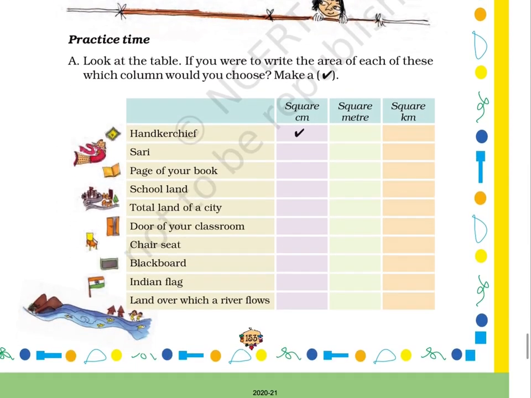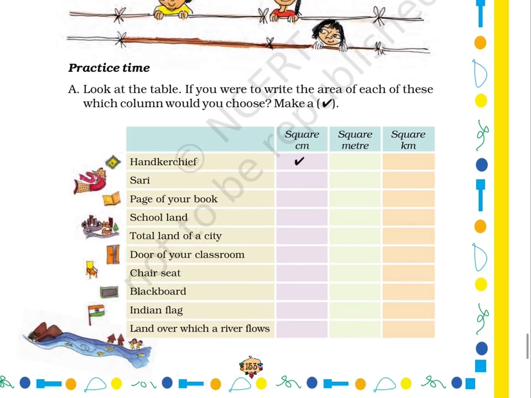Practice time. A. Look at the table. If you were to write the area of each of these, which column would you choose? Make a tick mark. Here's a table with 4 columns. Column 2, 3, and 4 are all empty for you to make your correct answers by ticking. Column 2 says square centimeters, column 3 says square meters, and column 4 says square kilometers.